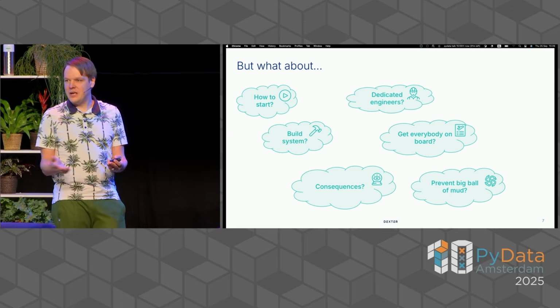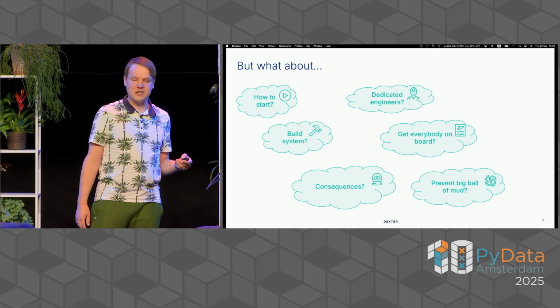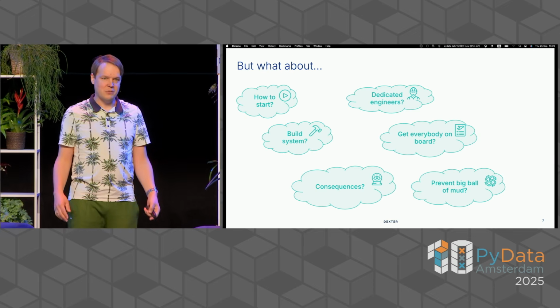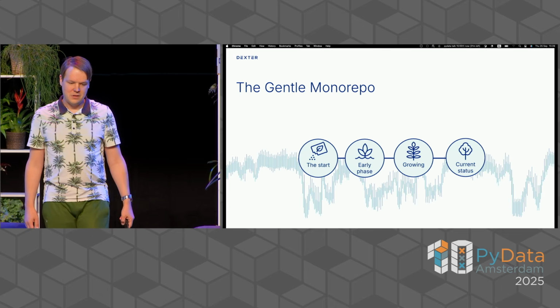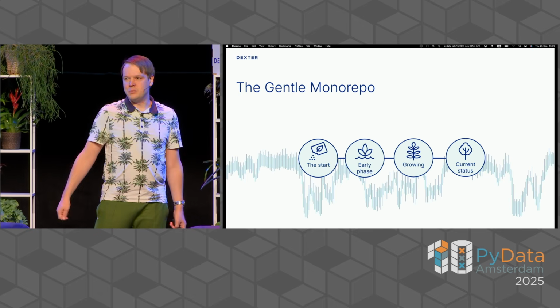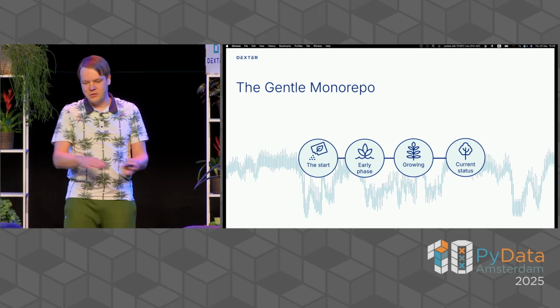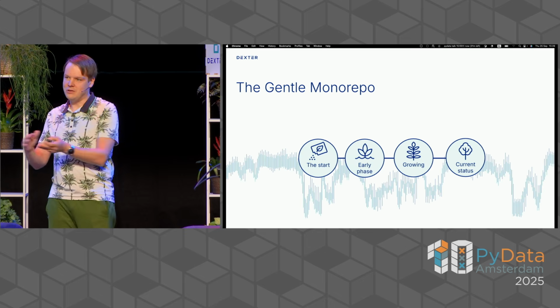Well, those were exactly the kind of questions that we had when we started to look into this at Dexter. So in this talk, I will talk you through how we went through this experience, and hopefully you can learn from the learnings that we have had along the way. Hence, the gentle monorepo. We're not doing an upfront, big, engineering-heavy thing. We're just growing it organically from a small seed to a little plant, and we see how it goes along the way.